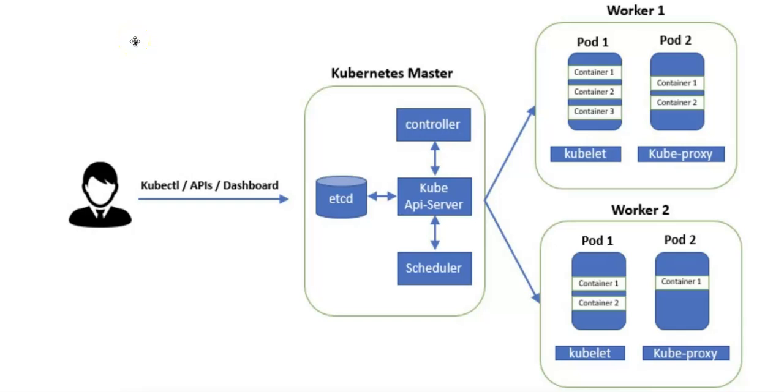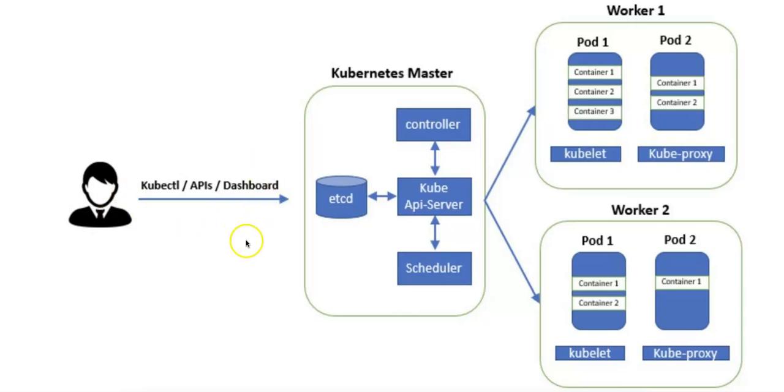Let's talk about the architecture of a Kubernetes cluster, showing how the control plane, referred to here as the Kubernetes Master, interacts with the worker nodes. So let's dive into each part in detail.